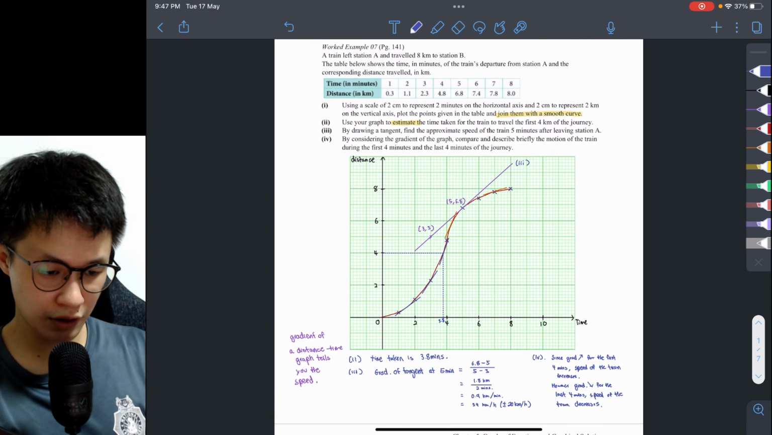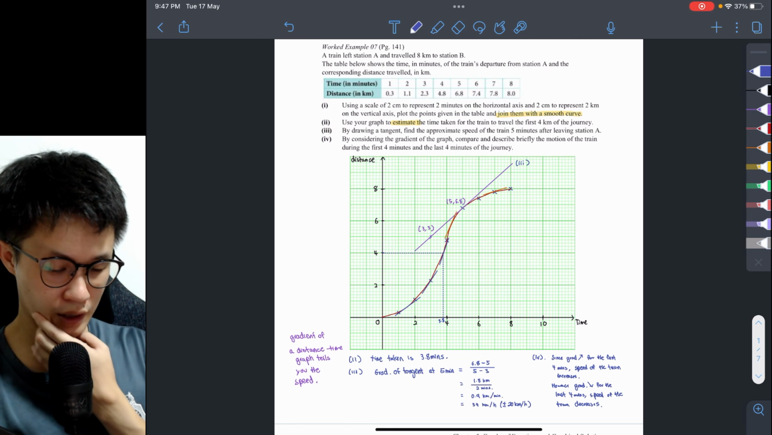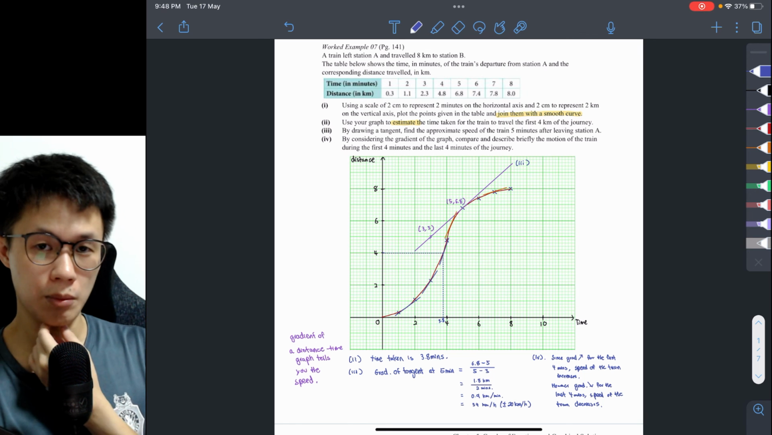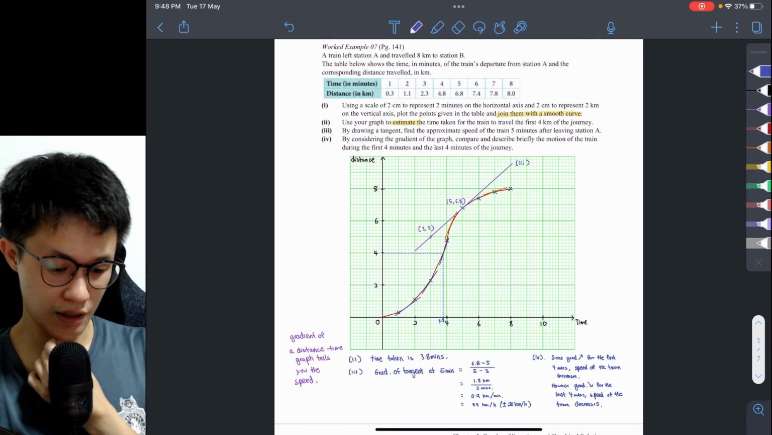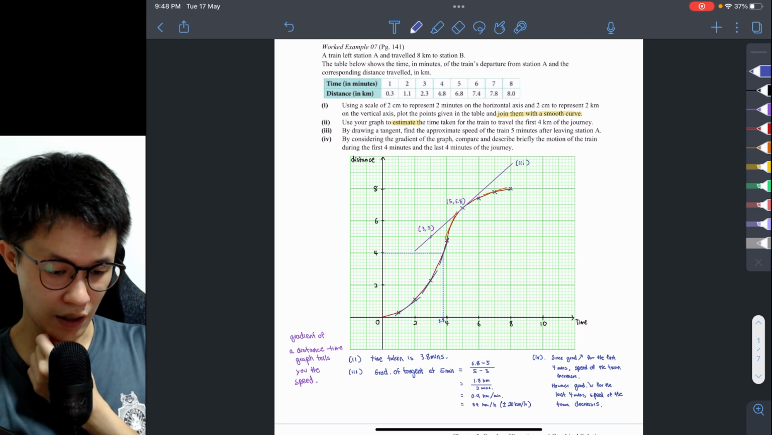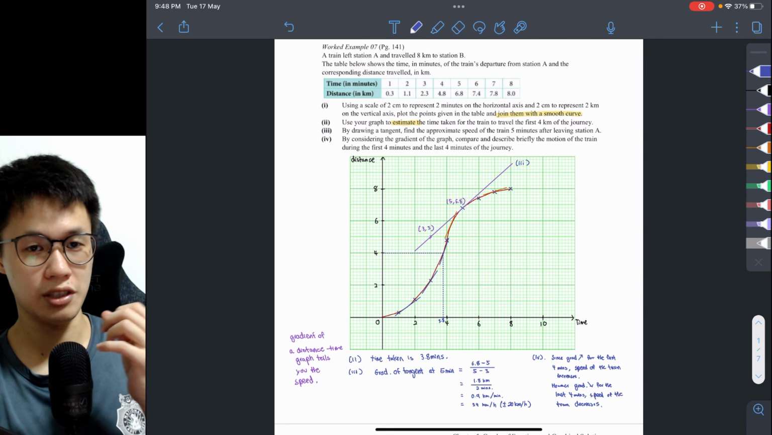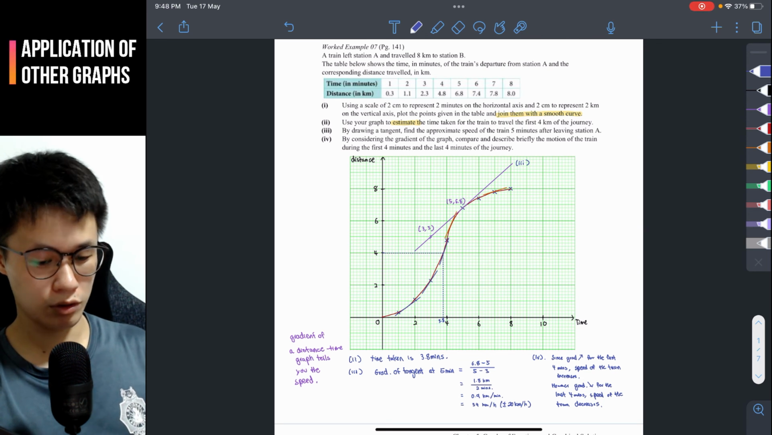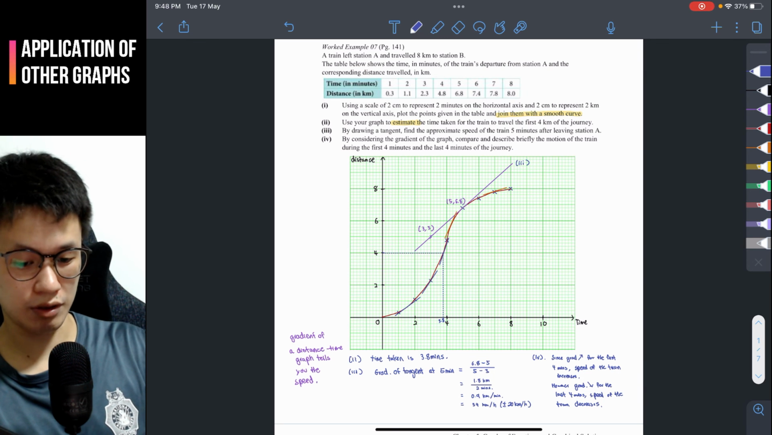For this kind of question, it's very important to understand what we mean about distance and time graphs, and what the gradient actually means. So that will be all for worked example 7. Thank you.